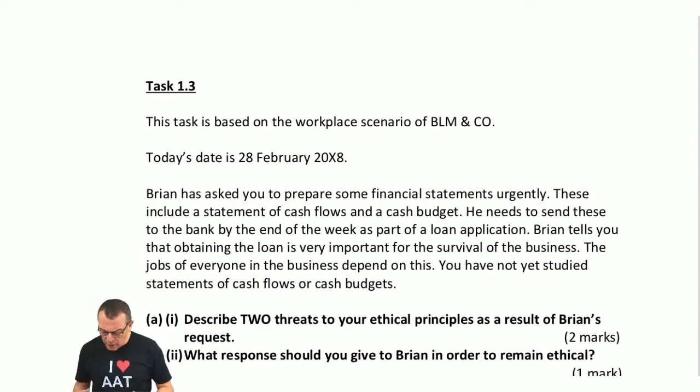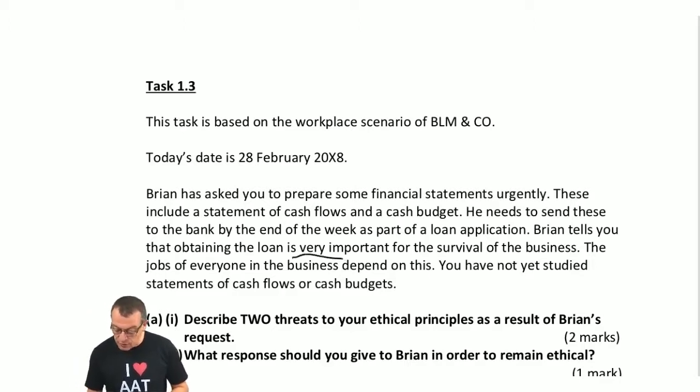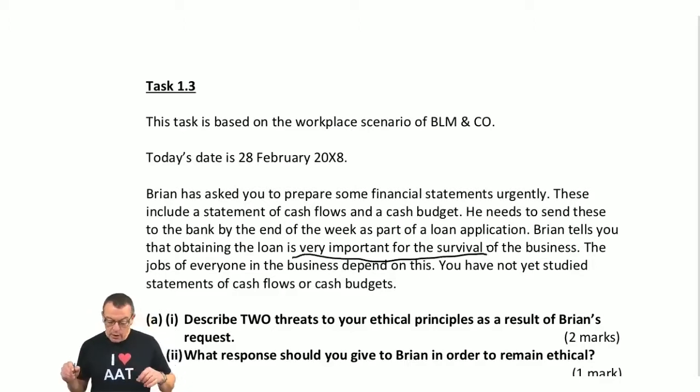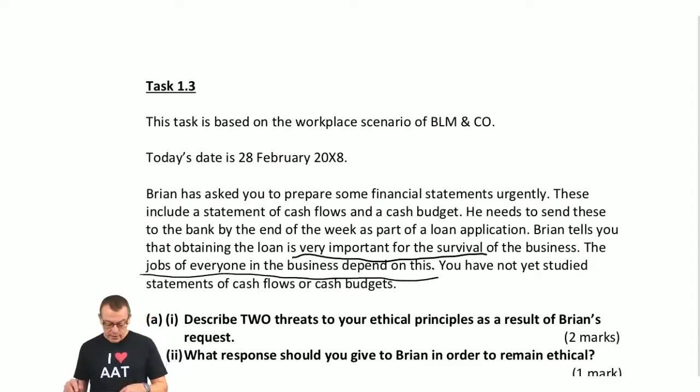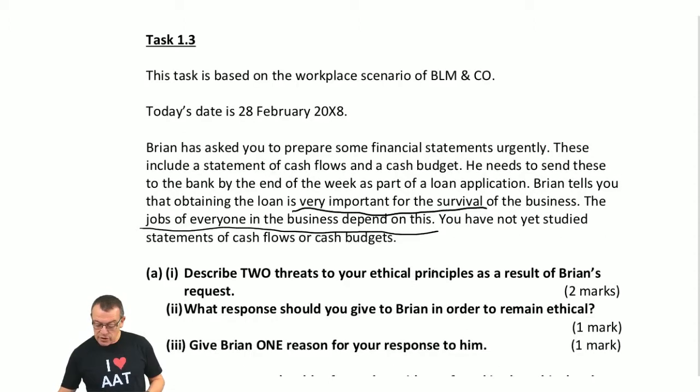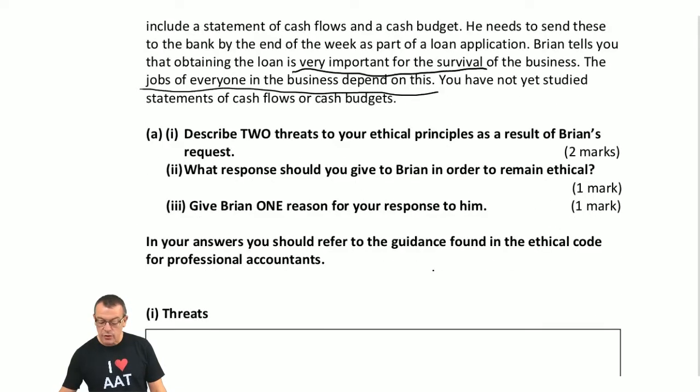So he's saying why. Brian tells you that obtaining the loan is very important for the survival of the business. That's crucial. The jobs of everyone depend on this. Another critical sentence there, so everyone's jobs are at stake. You've not yet studied cash flows or cash budgets. Problem. You've been asked to do something that you haven't yet studied. Describe 2 threats to your ethical principles as a result of Brian's request.